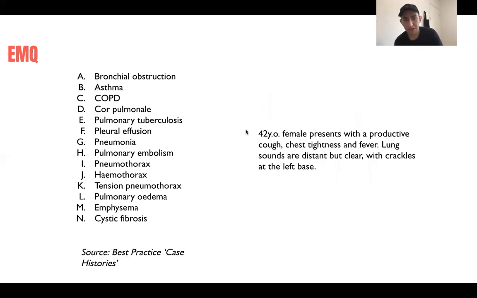A 42-year-old presents with productive cough, chest tightness, and fever. Lung sounds are distinct and clear with crackles at the left base. What does this woman have? Productive cough, chest tightness, and fever.